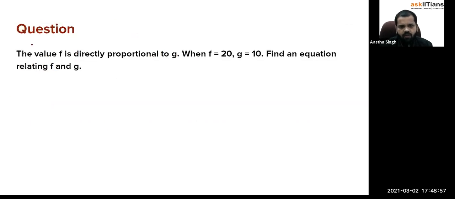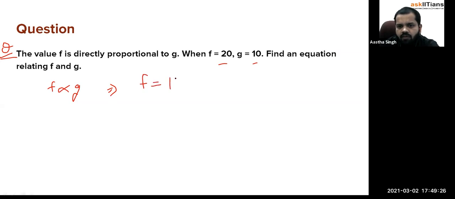We'll do a question based on direct proportion. So what is given? The value of F is directly proportional to G, and when F is equal to 20, G is equal to 10. Find an equation relating F and G. F is directly proportional to G, which means when F increases, G increases. If we remove the directly proportional sign, then F will be equal to what? Some constant K times G.